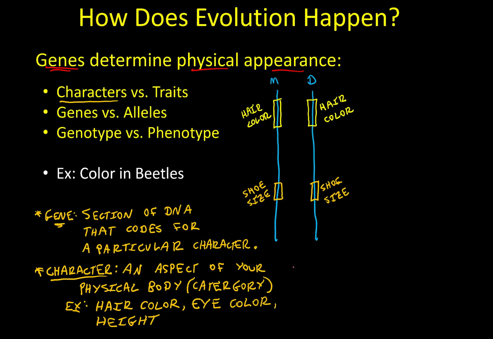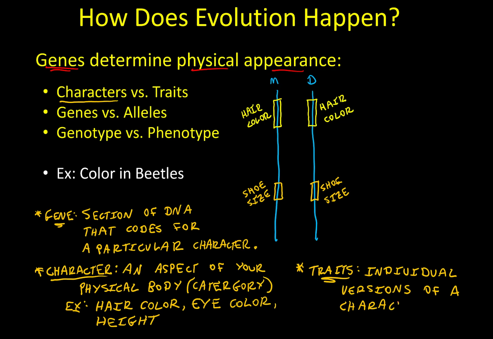That variation creates individual versions of a character that we call traits. These are individual versions of a character. So for example, if our character was hair color, possible hair colors could be black, brown, red, and I could go on. Blonde too. Some love to the blondes. So when you start talking about specifically what a character actually looks like, that's called a trait. And there are many traits for any given character.